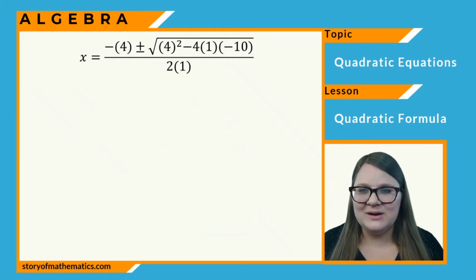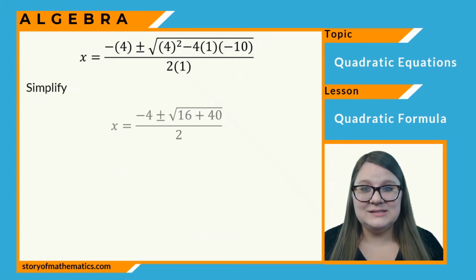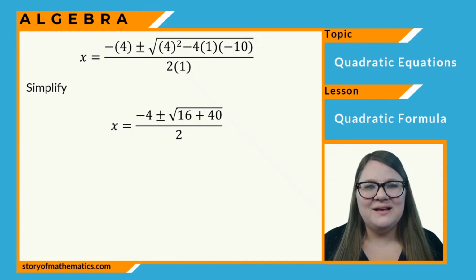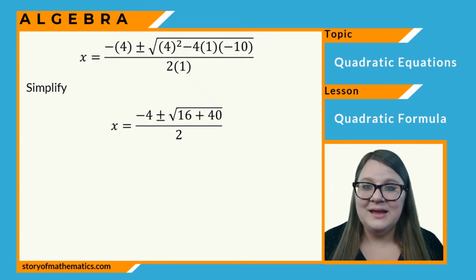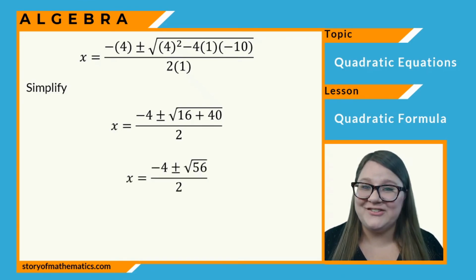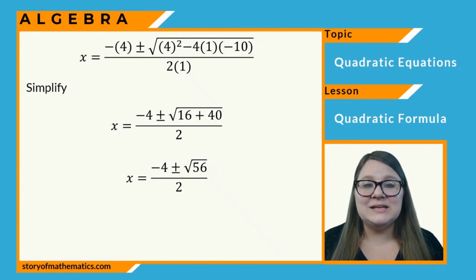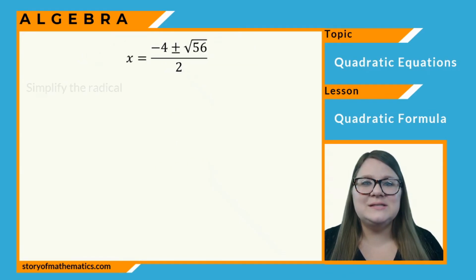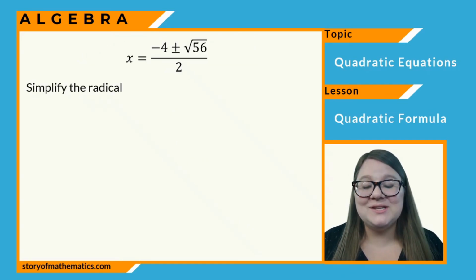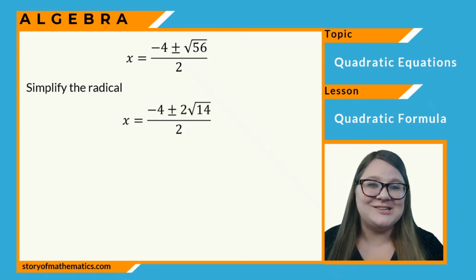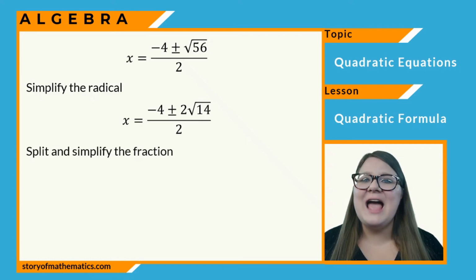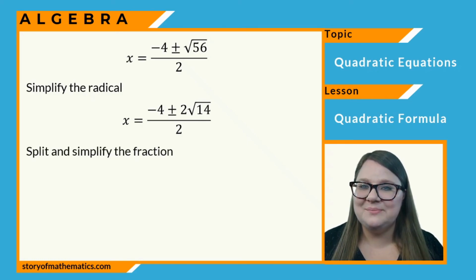I can simplify that, of course. I have negative 4 in the front, and then 4 squared is 16, minus 4 times 1 times negative 10 is plus 40. Now, underneath the square root, I have 16 plus 40, which is really 56. Now, it is completely possible to simplify that radical. So the square root of 56 is the same thing as 2 root 14. Now I can split my fraction and simplify it.